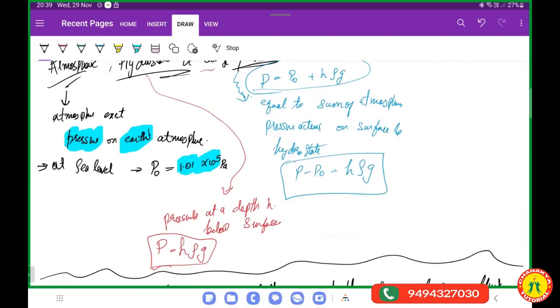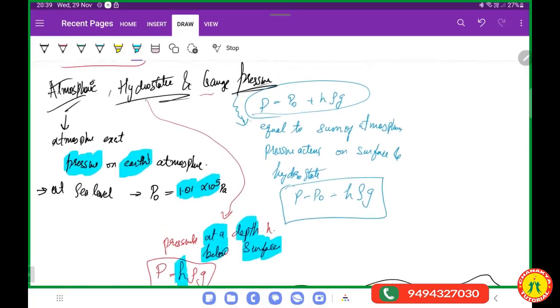Hydrostatic pressure means pressure exerted at the depth of height h. Next is your gauge pressure, which is the sum of both pressures, atmospheric pressure plus hydrostatic pressure. That is gauge pressure.